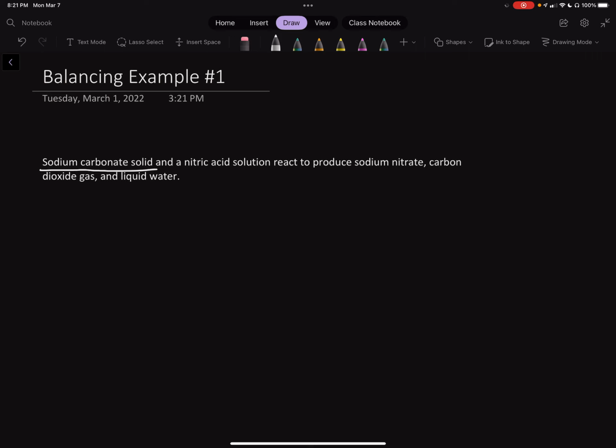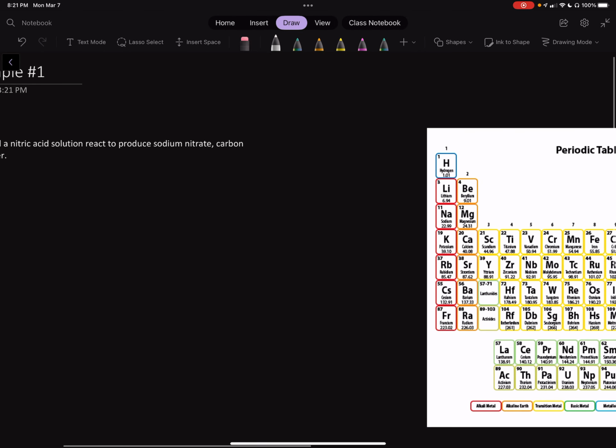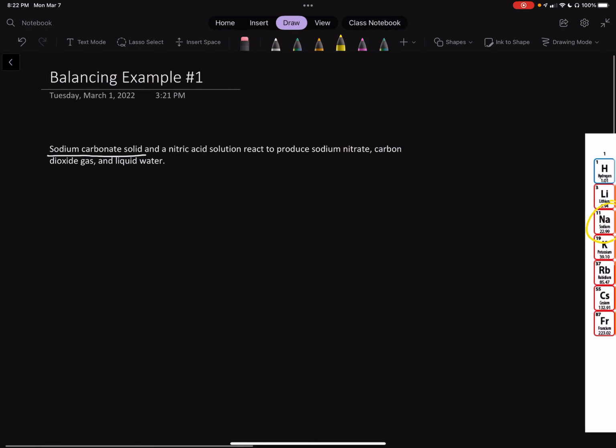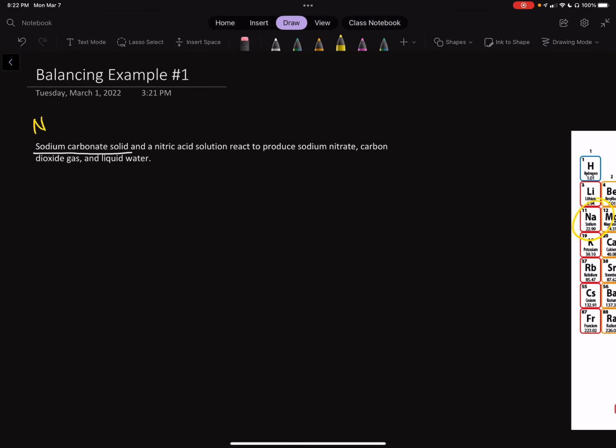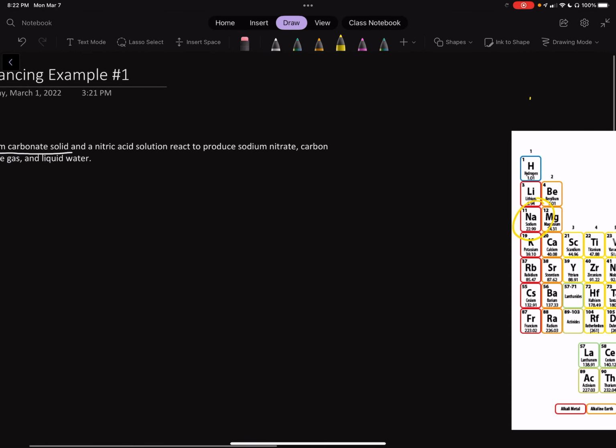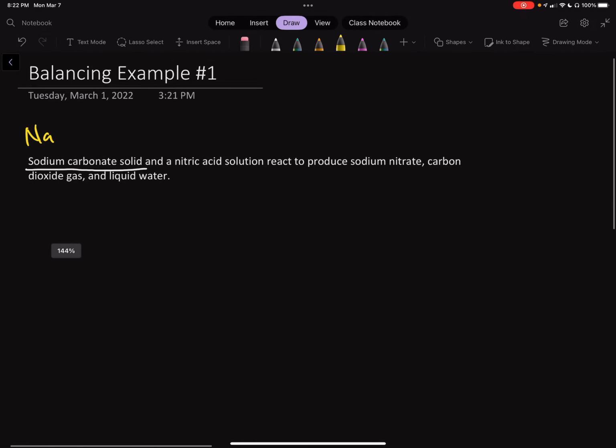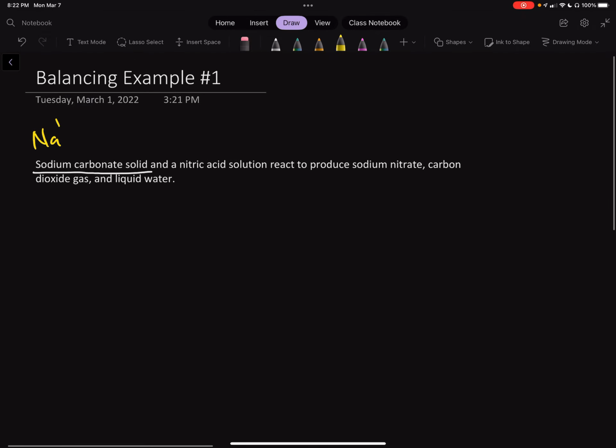So sodium, if we take a look at our periodic table, sodium is right here, Na. So the symbol for sodium is Na, and because it's in that first column of the periodic table, and it's on the left side with the metals, it's going to be positively charged, and it's going to specifically be a +1 charge. The carbonate, that is a polyatomic ion, and the formula and charge of it you do need to memorize. It's a CO3 2-.